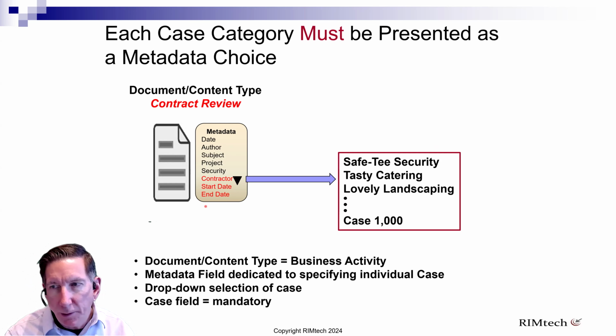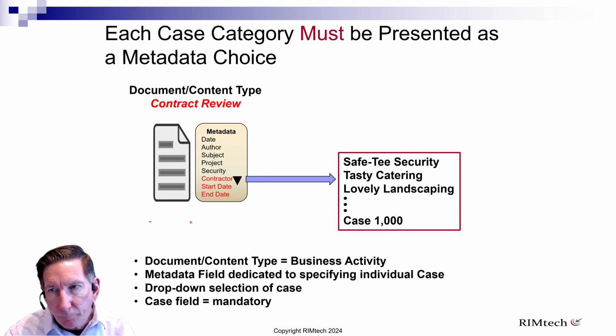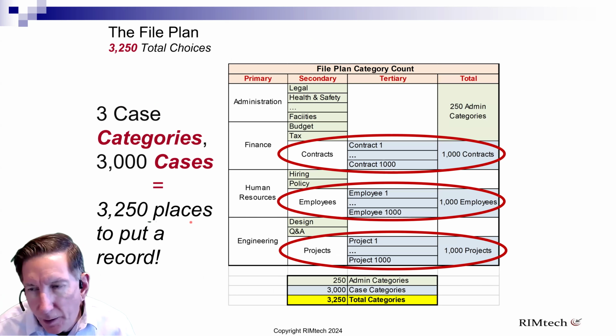It must be done. So again, once more, if we have 1,000 projects, let me use contracts. If you have 1,000 contracts, then the user must be forced to tell us which of the 1,000 contracts this document is about. Otherwise, we don't know. It's anonymous, which makes no sense because we do have 1,000 contracts. They're all numbered or identified one way or the other.